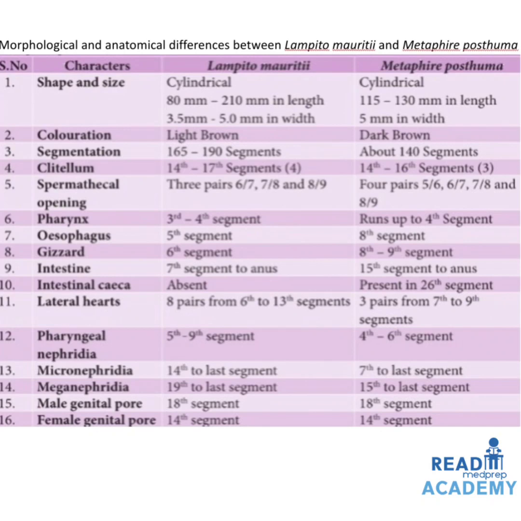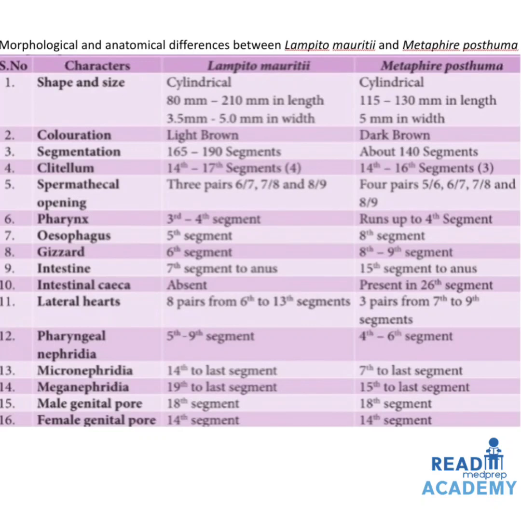Lateral hearts: 8 pairs in Lampito from 16 to 13 segment, whereas in Metaphire 3 pairs from 7 to 9 segments. Pharyngeal nephridia: 5th to 9th segment in Lampito, whereas in Metaphire it is 4th to 6th segment. Micronephridia start from the 14th to the last segment in Lampito, whereas in Metaphire it is 7th to the last segment. Meganephridia start from the 19th to the last segment, whereas in Metaphire it is 15th to the last segment.